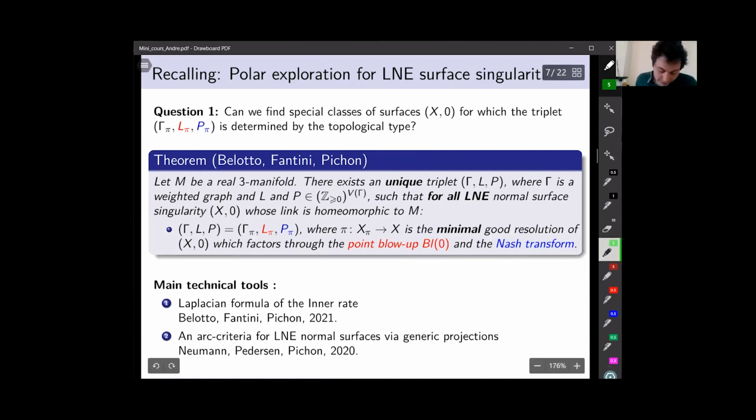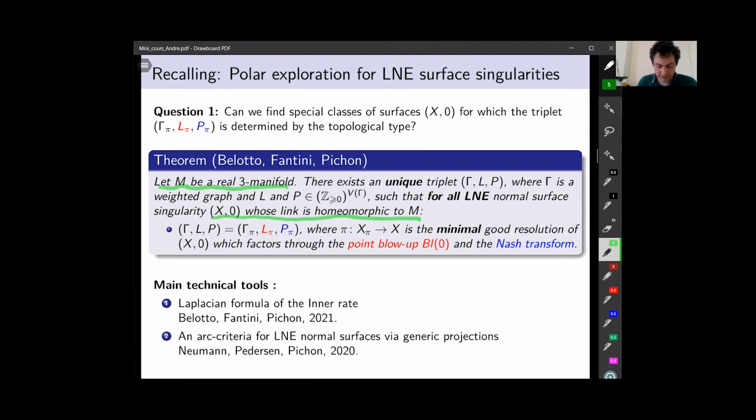And I just want to remind, to fix the notation that I'm going to use throughout. So instead of saying in a vague way that I'm going to fix the topological type, we'll start with: let M be a tree manifold. And we're going to say that there are things which are unique. And at some point, we're going to say X0 whose link is homeomorphic to M. Okay, so this is a way that we are fixing the topology. And in between them, we're going to say that there exists a unique triplet where gamma is a weighted dual graph, L and P are vectors, such that for any Lipschitz normal embedded normal surface singularity whose link is homeomorphic to M, so that's how we are fixing the topology once again, then the triplets are equal to this.